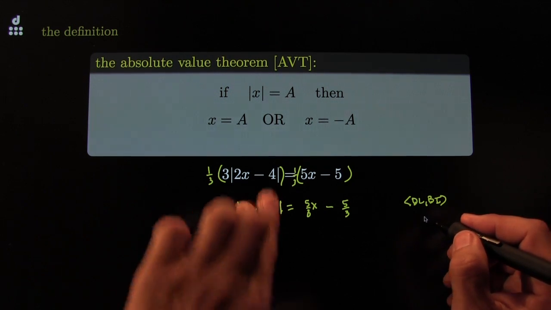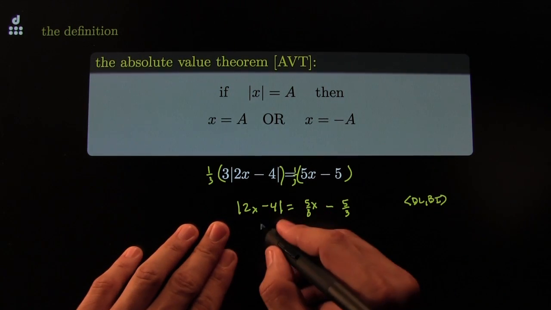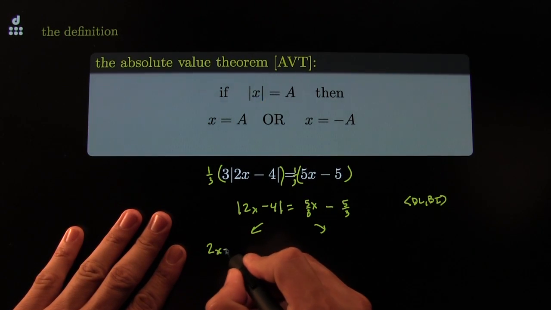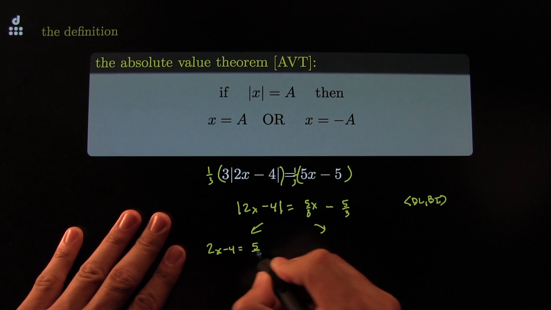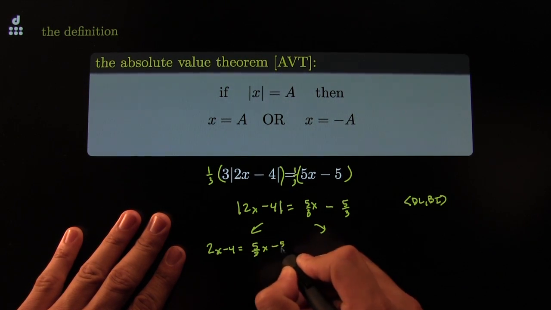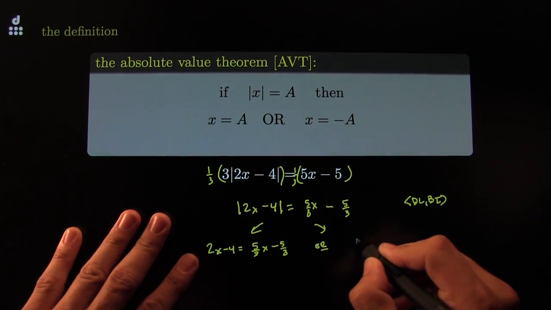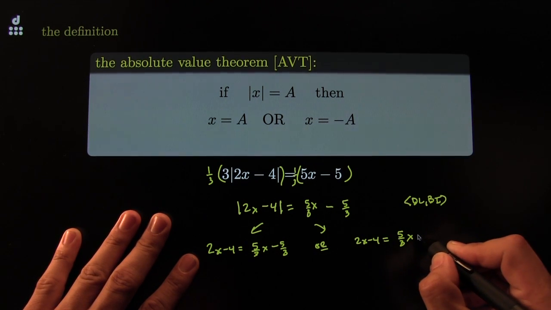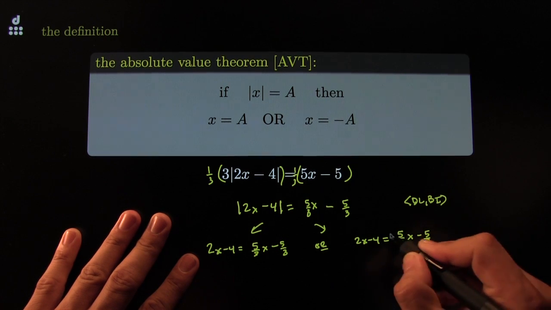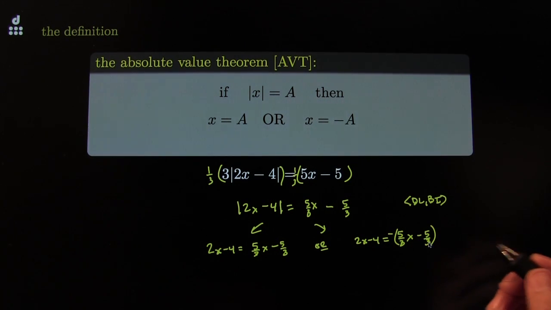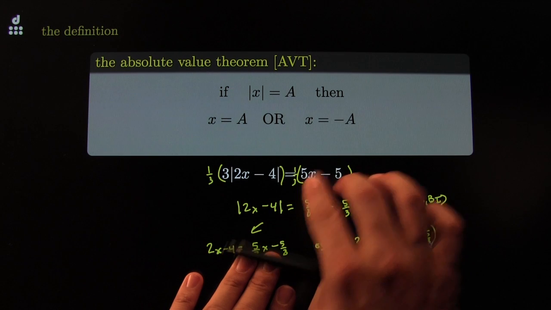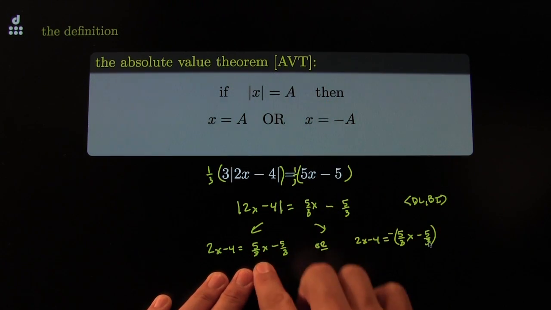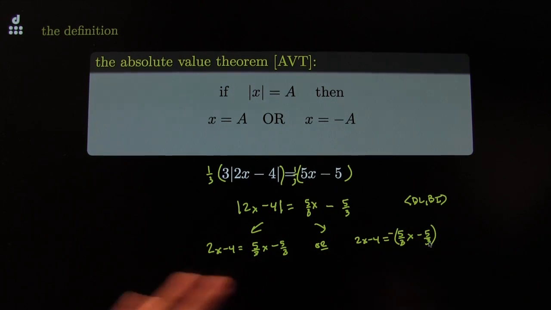And now I've got that the absolute value of something is equal to something else. Now I do my absolute value theorem. So that would give me 2x minus 4 is equal to 5 over 3 x minus 5 over 3. Or 2x minus 4 is equal to 5 over 3 x minus 5 over 3 with a negative. Okay, it's either equal to that with a positive version of it or the negative version of it.